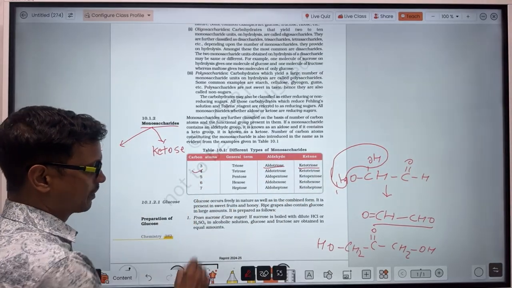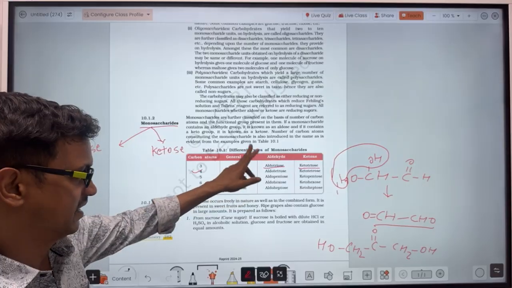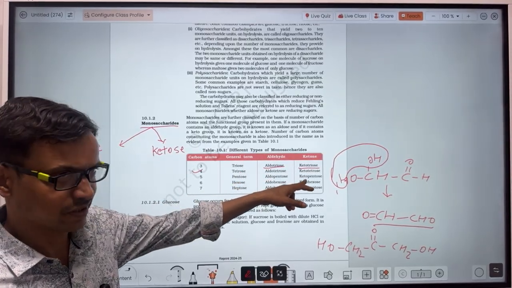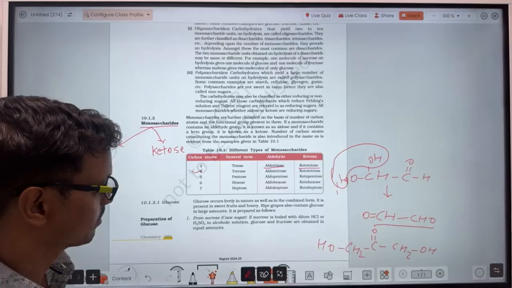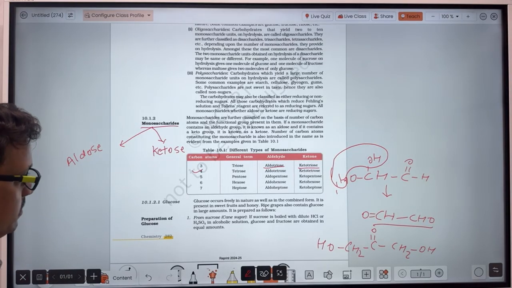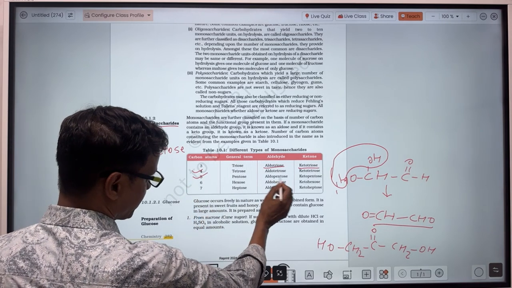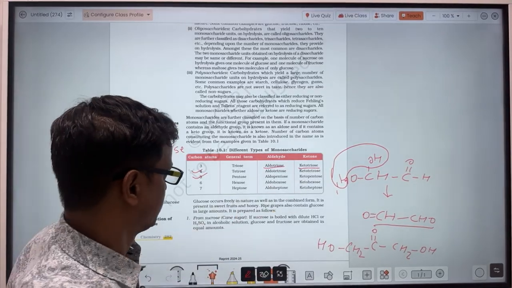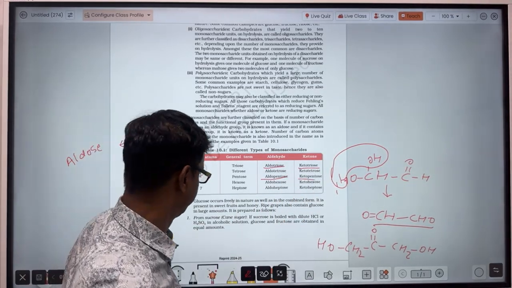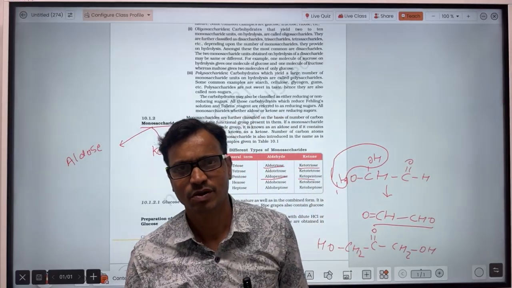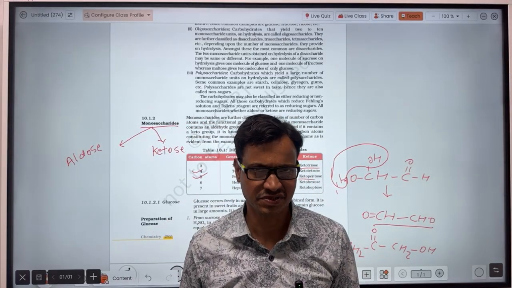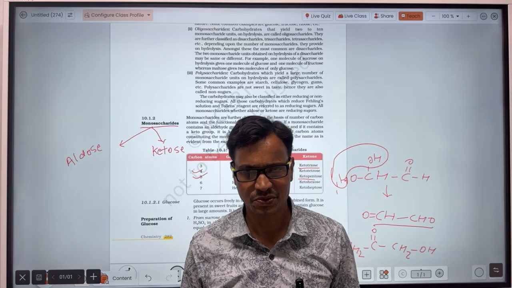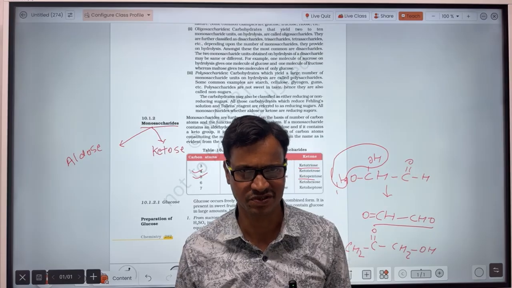Same here, when the number of carbon atoms is 4, that is called tetrose, and it is classified into aldotetrose or ketotetrose, depending on whether aldehyde or ketone is present in that monosaccharide. In the same way, pentose becomes aldopentose and ketopentose, and likewise the others. So the monosaccharide, both aldose and ketose, is further classified into triose, tetrose, pentose, hexose, heptose and so on.